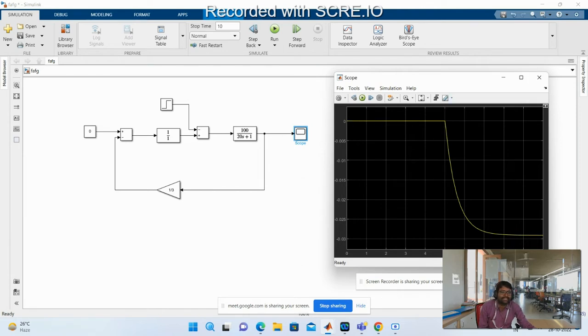But the load changes after 5 seconds. So when the load increases after 5 seconds, your frequency will be deviated, and finally it goes to a steady state condition. So this is the frequency deviation. The frequency deviation value equals minus 0.029. Hope you understand, right?